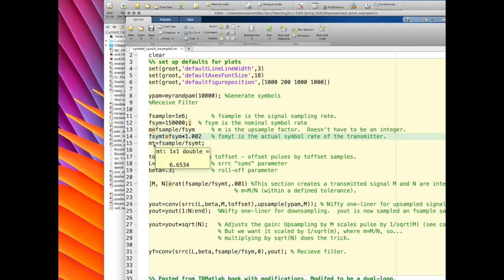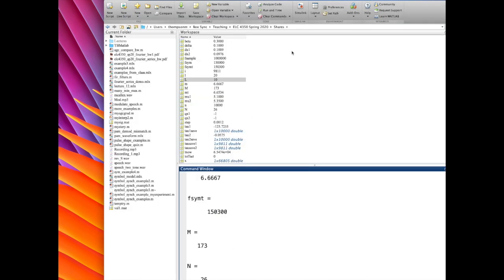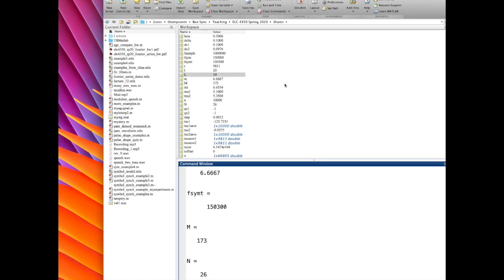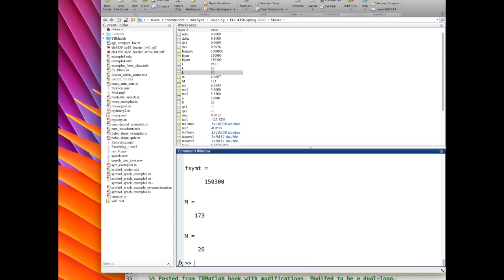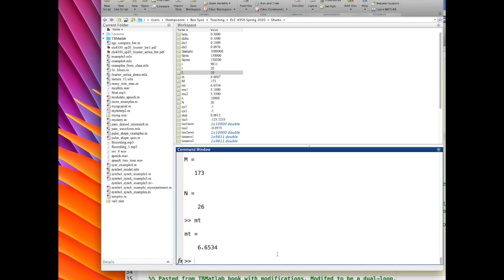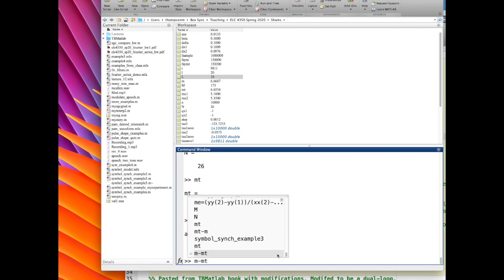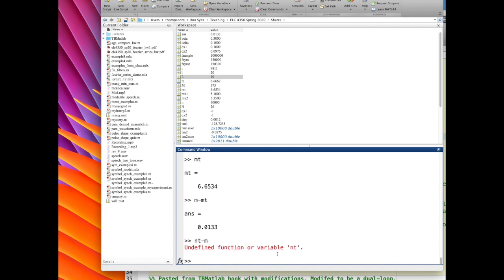If you go to the Matlab window here, I've already run this code, so if you check on this, you'll see that MT is 6.6534, and so we can look at the difference between M minus MT, and you get the 0.0133 difference. I think in my notes I did the opposite direction, MT minus M. And so that jives with what we've already set up for this example.